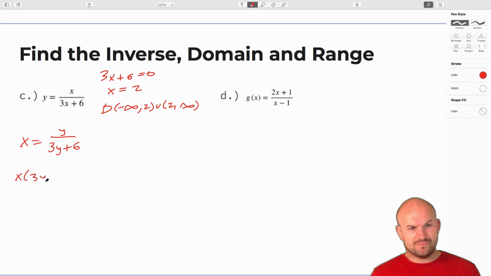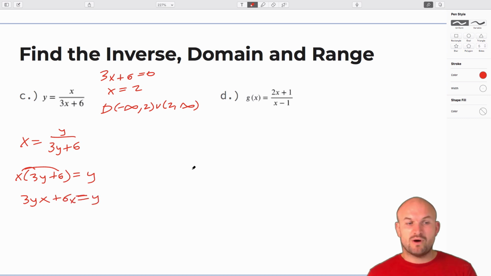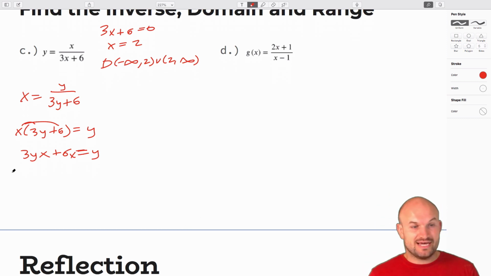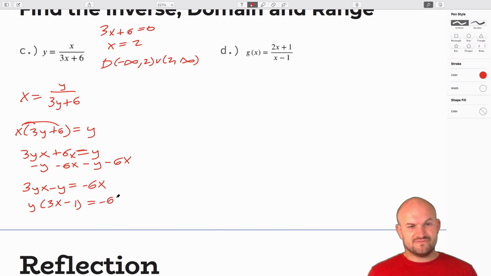Multiply by the 3y plus 6 on both sides. Now in this case, I don't want to divide here to solve for y. I don't want to divide by x, so I'm going to need to distribute. So here I have 3yx plus 6x equals y. And now I get the y's to the same side. So I will subtract a y on both sides, and I'm going to subtract a 6x on both sides. So therefore, now it's going to contain 3yx minus y equals negative 6x. Factor out the y.